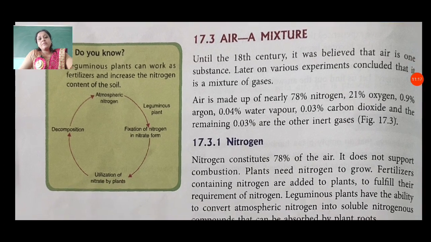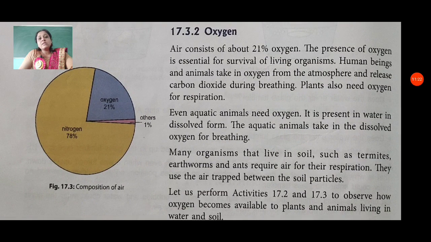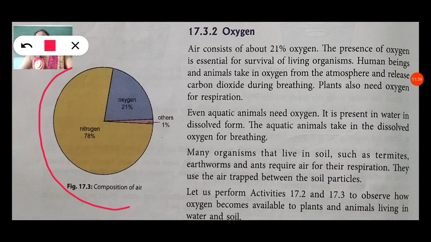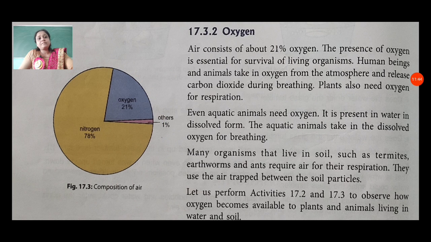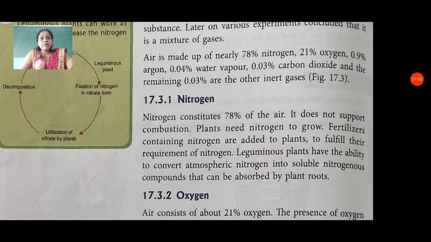In figure 17.3, we also have the composition of air. You can see the figure here. In the composition of air, you can see oxygen 21% and nitrogen 78% and others. The remaining area is other gases. So air is a mixture of all types of gases.